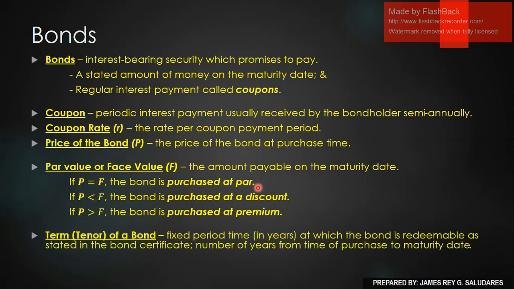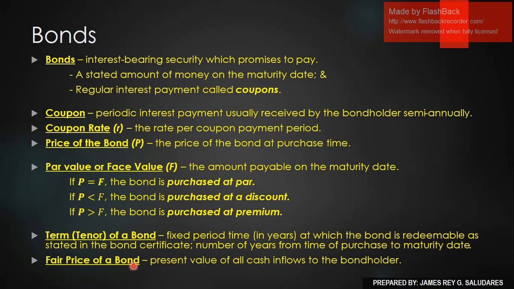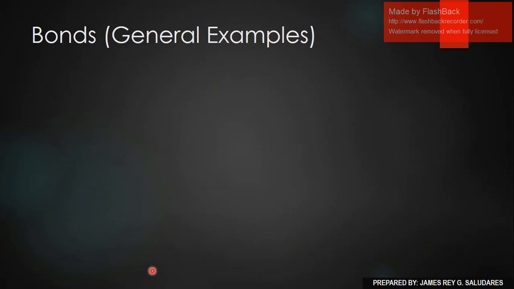Term or tenure of bond. This is a fixed period of time. This also refers to the time at which the bond is redeemable as stated in the bond certificate, the number of years from time of purchase to maturity date. The fair price of a bond is the present value of all cash inflows to the bondholder. So these are the terminologies for bonds.